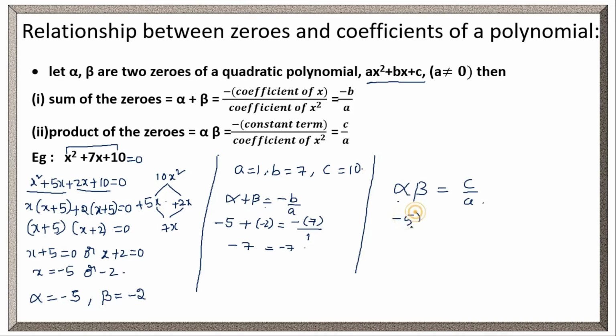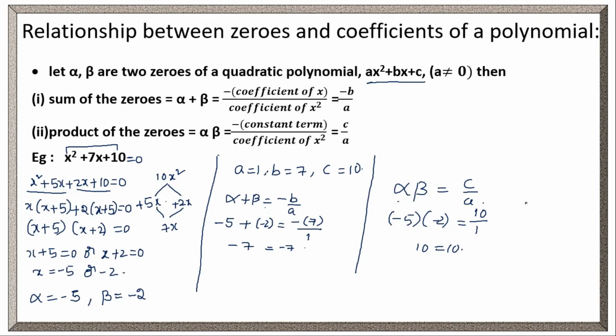Minus 5 into minus 2 equal to c by a. What is c? 10. 10 by a is 1. So minus into minus plus 5 into 2, 10. 10 equal to 10. So product of the zeros is c by a. That is constant term by coefficient of x square.